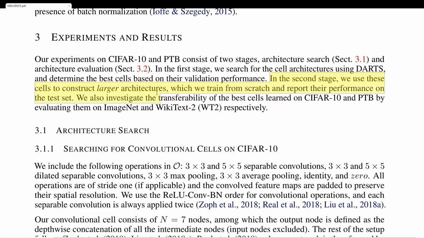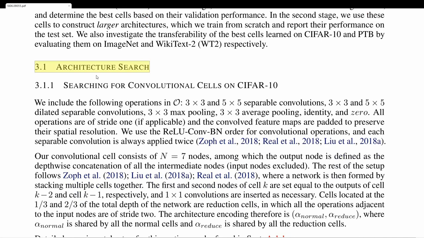We also investigate the transferability of the best cells learned on CIFAR-10 and PTB by evaluating them on ImageNet and Wikitext-2, respectively. Okay, architecture search. Searching for convolutional cells on CIFAR-10.